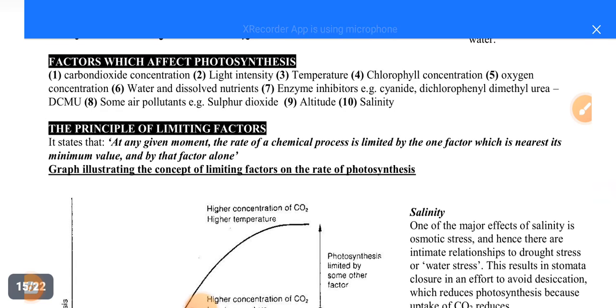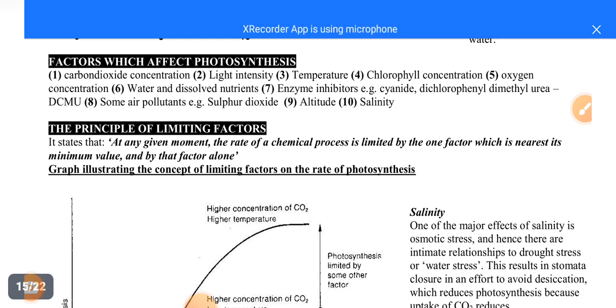This is one of the lessons which summarizes autotrophic nutrition, and we are going to look at factors which affect photosynthesis. We've been studying this from P4. So one is carbon dioxide concentration. We shall talk about it.